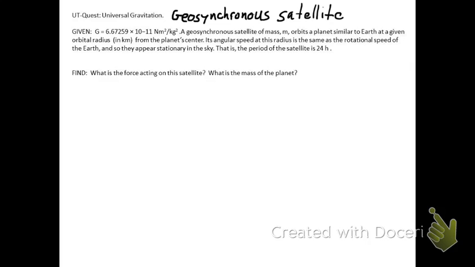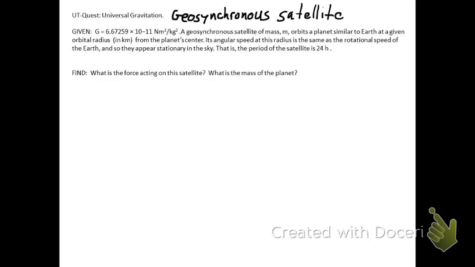Regular physics, UT Quest problems, universal gravitation problem set, geosynchronous satellite. Here we have a geosynchronous satellite, and geosynchronous just means I have a satellite that orbits, and when it orbits, it stays over the exact same spot over the planet at all times, sort of like it's hovering.